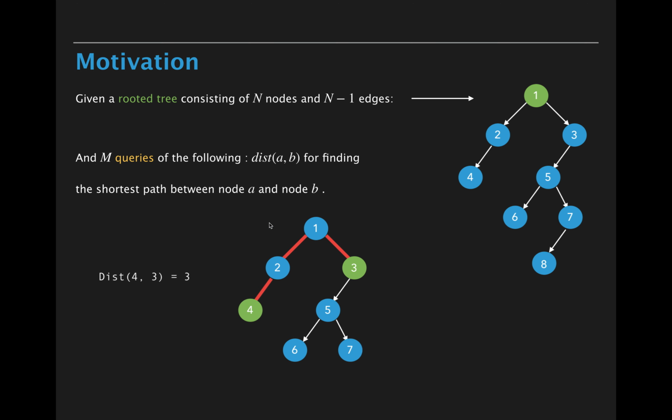So for example, if we're given this tree rooted at 1 with 7 nodes and 6 edges, we want to find the distance from node 4 to node 3. Those are these two nodes over here. The shortest path is highlighted in red, and the path is of length 3. So our answer to a certain query of dist 4 and 3 would be 3.